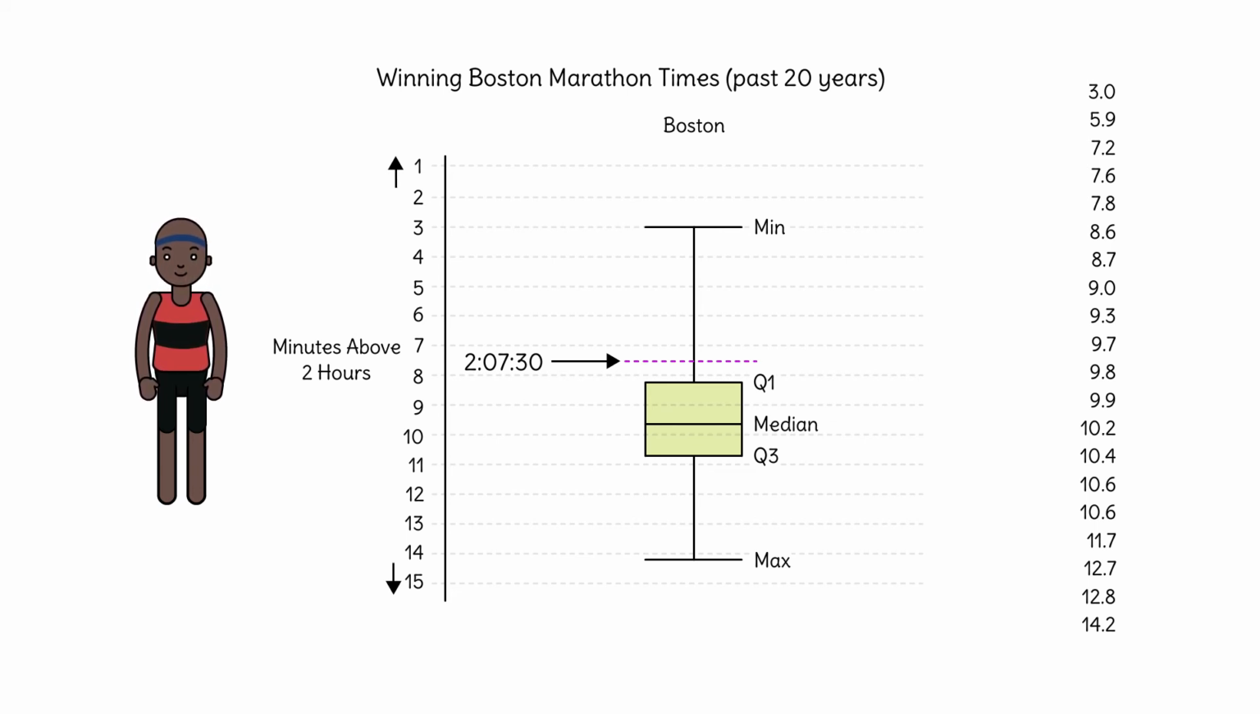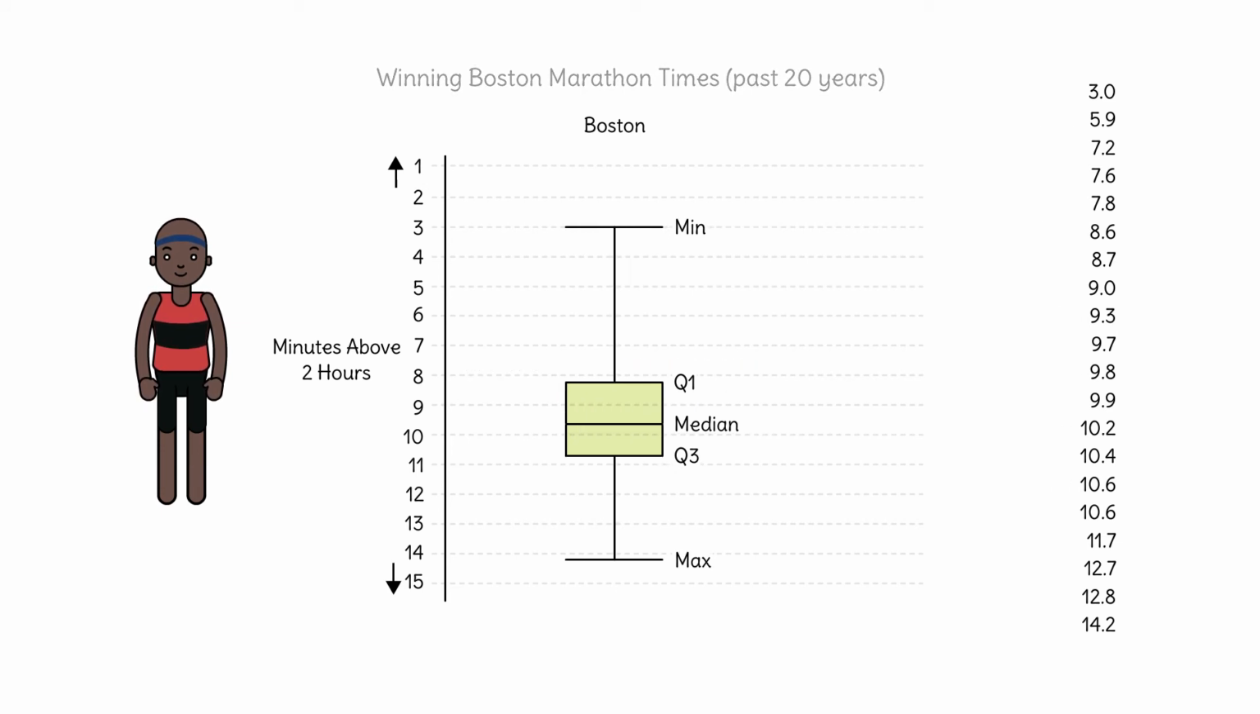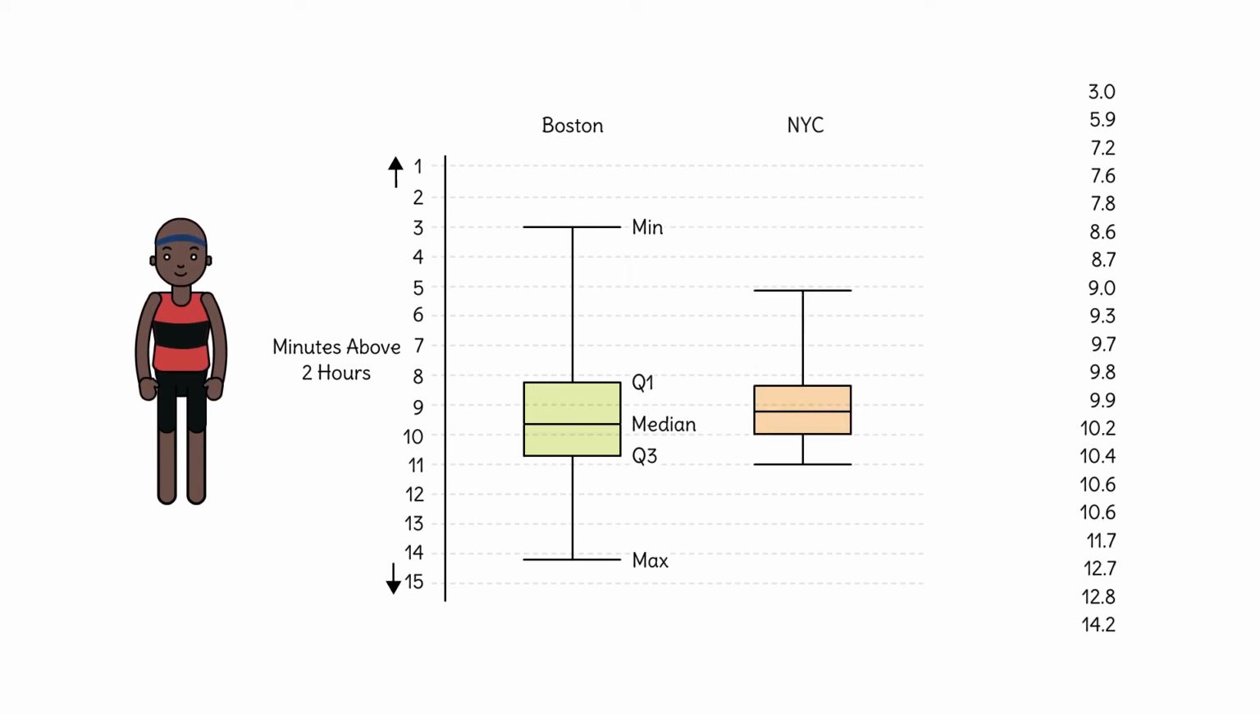He's thinking about running in the New York City Marathon. Here's the box plot for the winning times for New York over the past 20 years. Can you see any differences between Boston and New York? The median is faster in New York, at 9.2 minutes. And the winning times are more tightly clustered around the median. Q1 and Q3 are closer together.